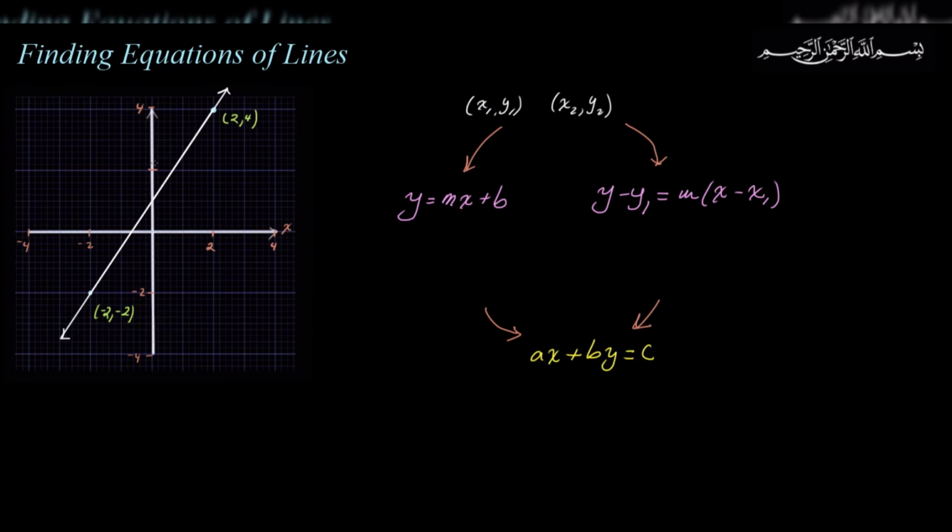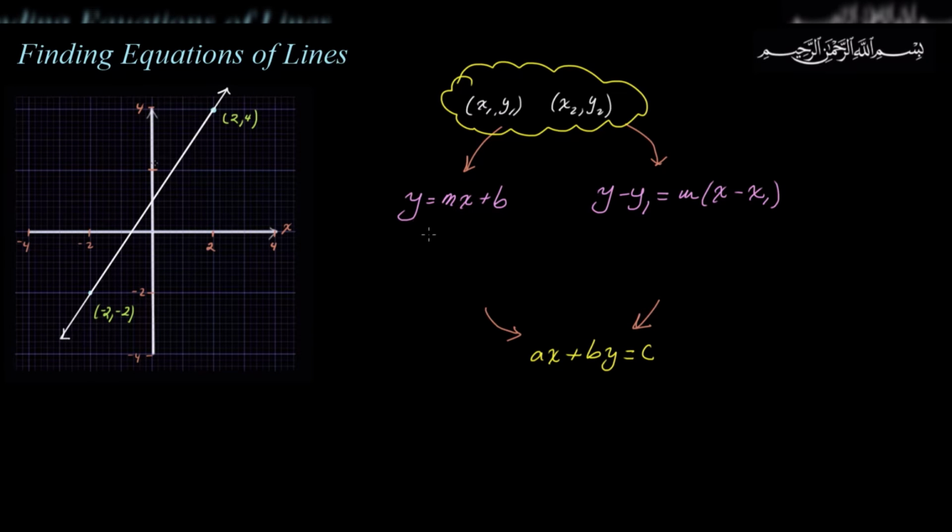So the first thing to appreciate is that if you are given any two points like this, and you want to find the equation of the line that goes through the two points, you can either find it in the slope-intercept form or the point-slope form. And if you want it in standard form, you can find these first and then convert that into the standard form. So that's very, very important to understand.